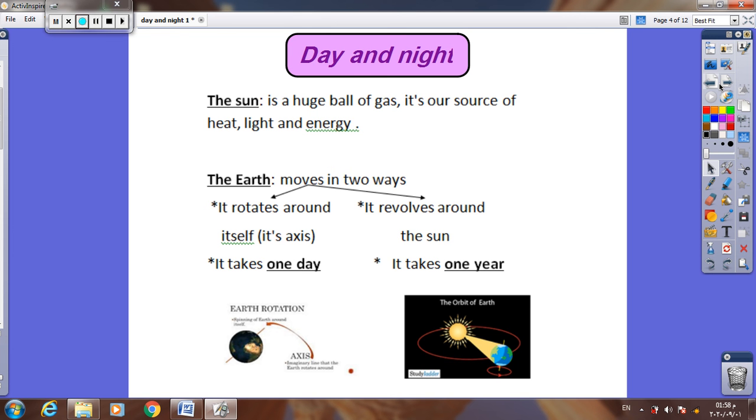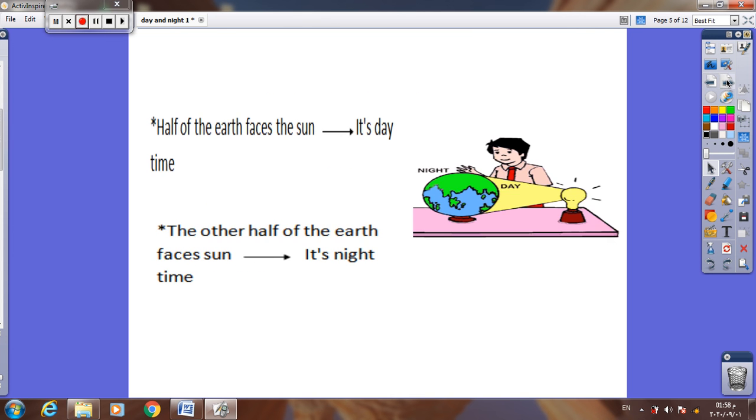Primary 2. In our day, we have day and night. Do you know why? Look at this figure. For example, we have here the Earth and the Sun. The half of the Earth that faces the Sun is at daytime, while the other half is at night time.